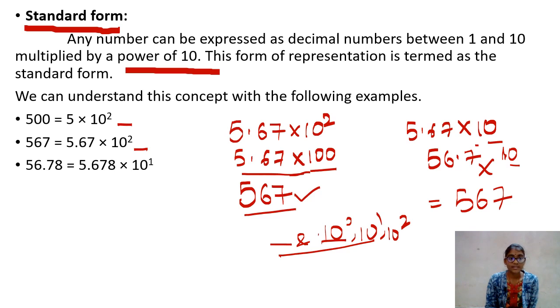Just see this third example. 56.78 can be written as 5.678 into 10 power 1. If you multiply with 10, you'll get this number only. To get this number into a standard form, we are writing like this.